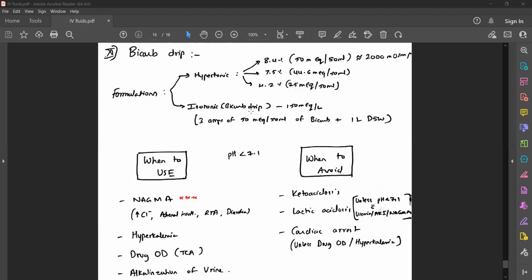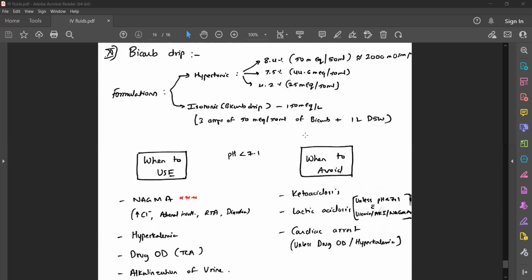The other formulation that we have is isotonic bicarb, which you can make by putting 3 amps of this 50 milliequivalent per 50 ml of bicarb in 1 liter of D5 water. That gives you a bicarb drip or isotonic bicarb drip, which is 150 milliequivalent in 1 liter. So these are the two common formulations in the hospital setting that you will be using.